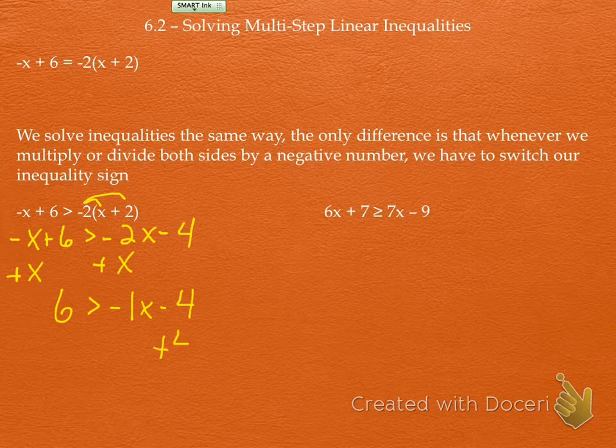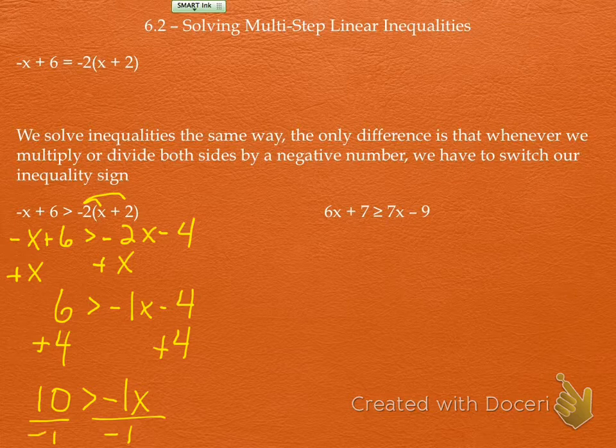Then I'm going to add a 4 to both sides to get my x isolated. So you have 10 is greater than negative 1x. Then to get the x all the way by itself, divide both sides by negative 1. So you get negative 10. Since I divided by a negative number, I have to flip my sign, so it's less than x.